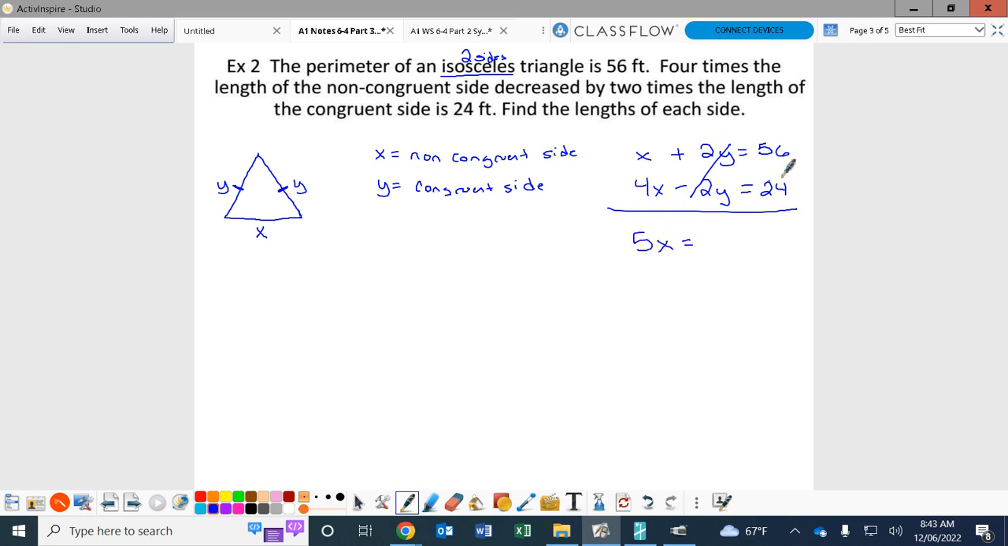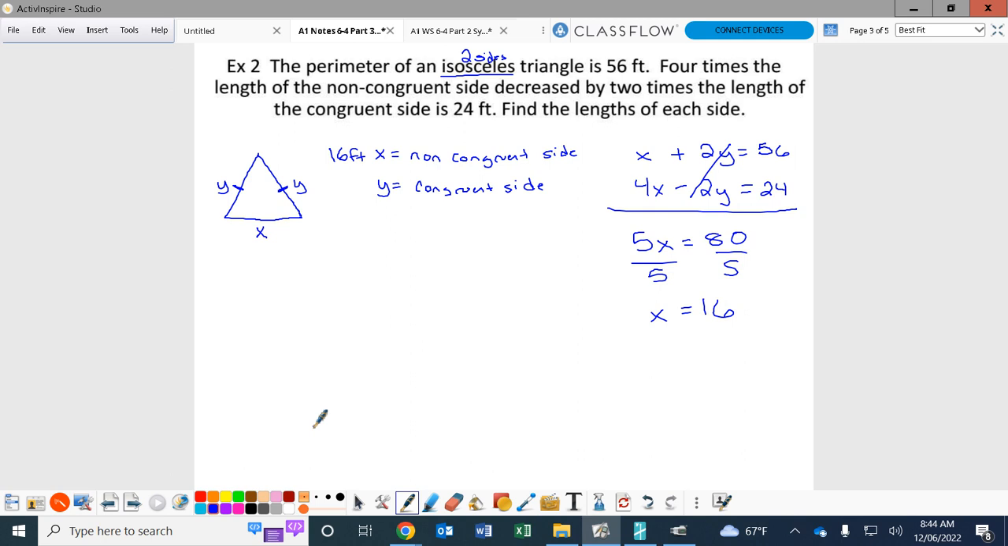Equals, what's 56 plus 24? 80. Okay, no problems with that. Divide by 5, and x equals, what's 80 divided by 5? 16. Okay. What is that? 16 what? Feet. 16 feet.